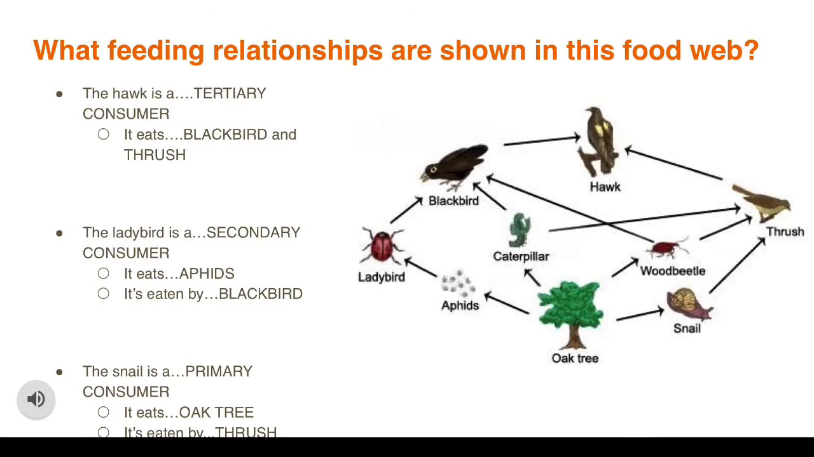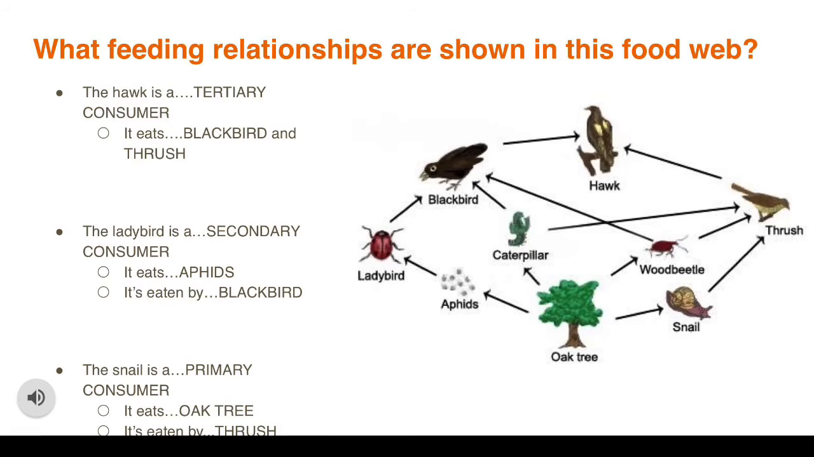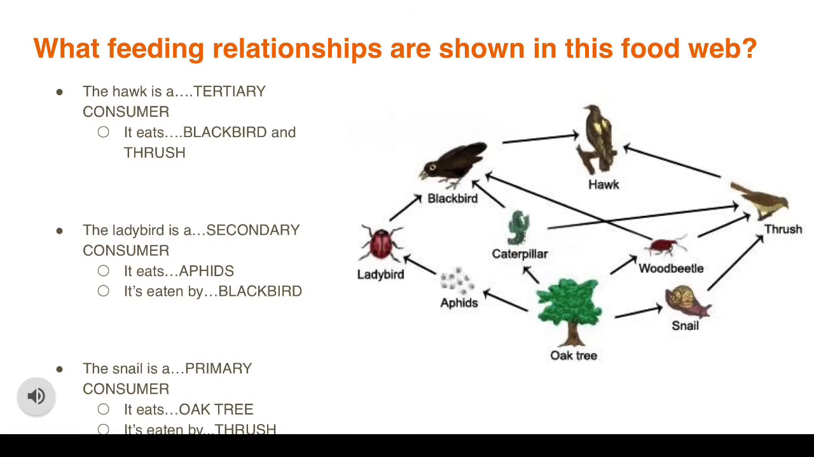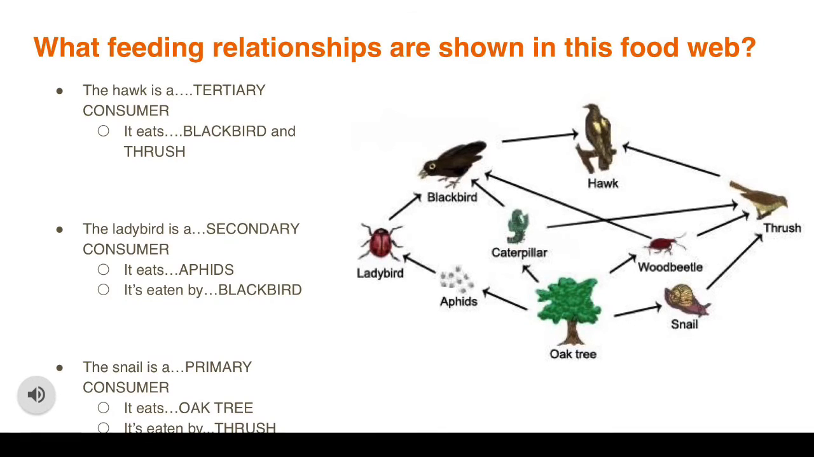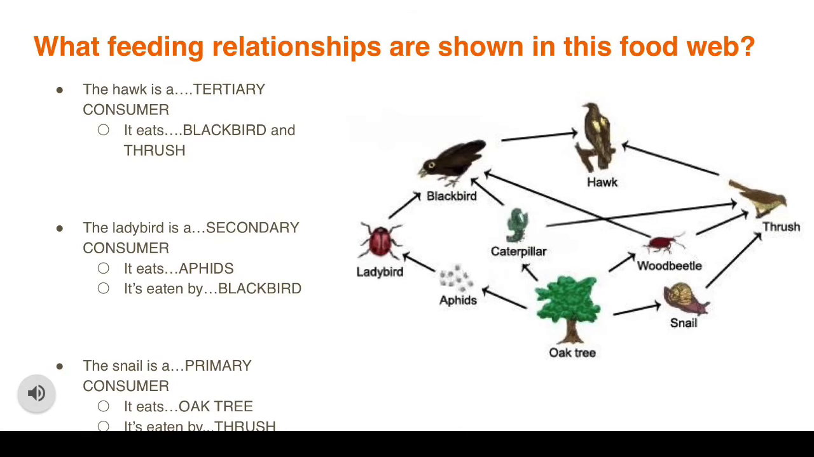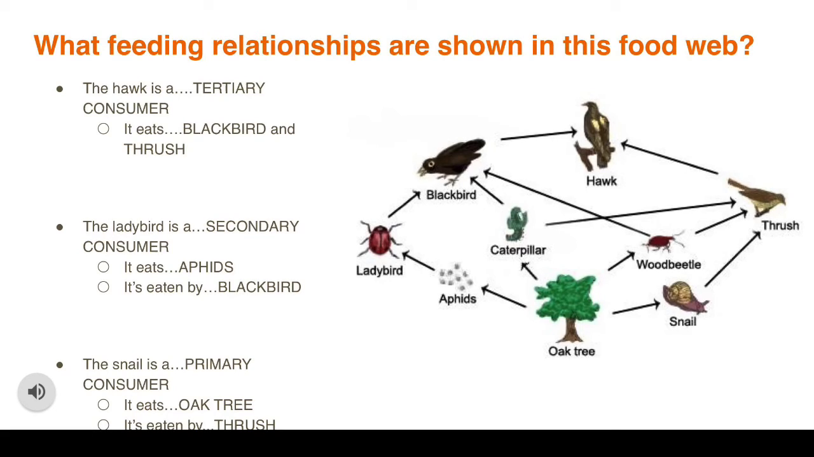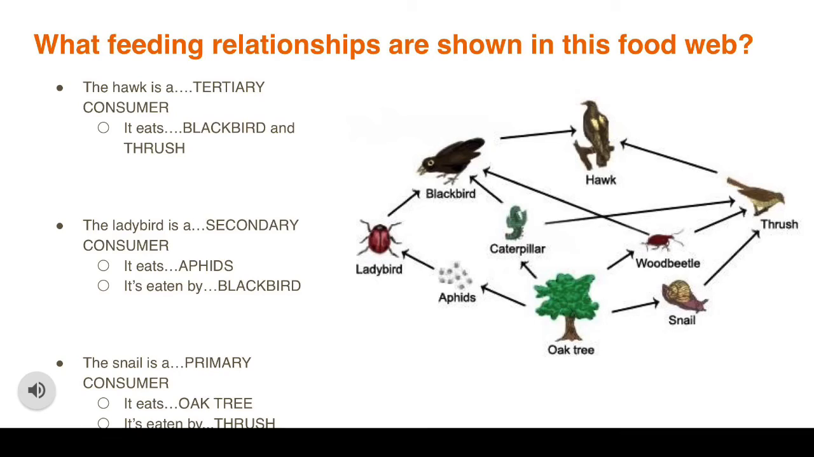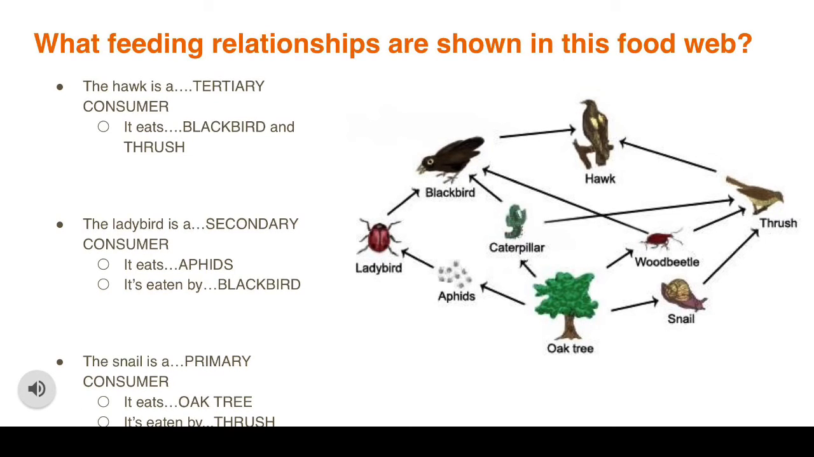What feeding relationships are shown in this food web? The hawk is a tertiary consumer. It eats blackbird and thrush. The ladybird is a secondary consumer. It eats aphids. It's eaten by blackbirds. The snail is a primary consumer. It eats oak trees. It's eaten by thrush.